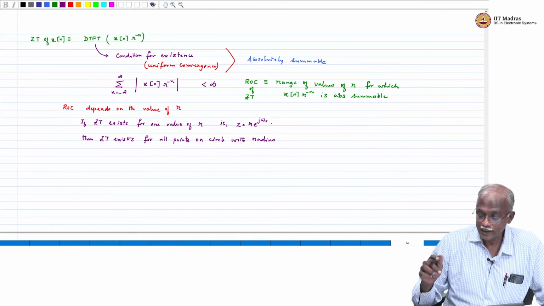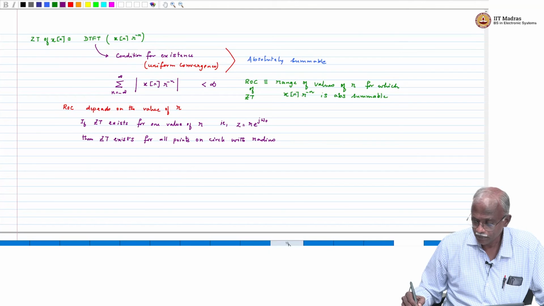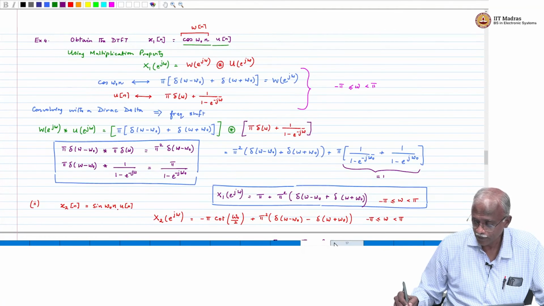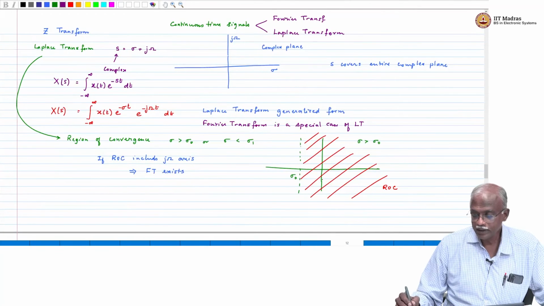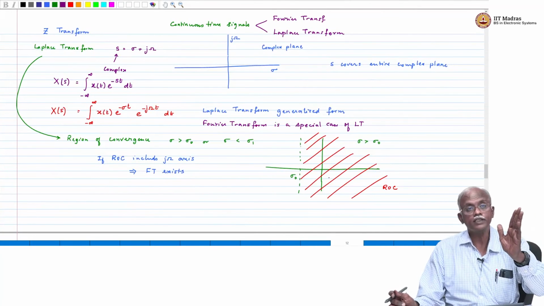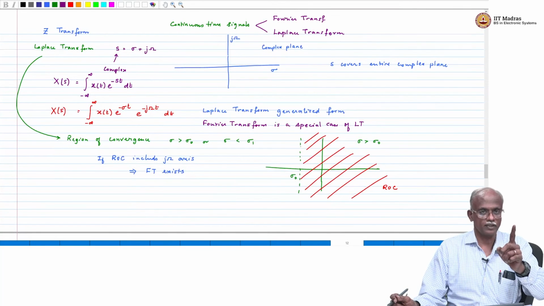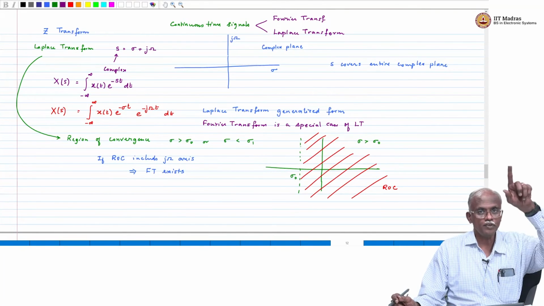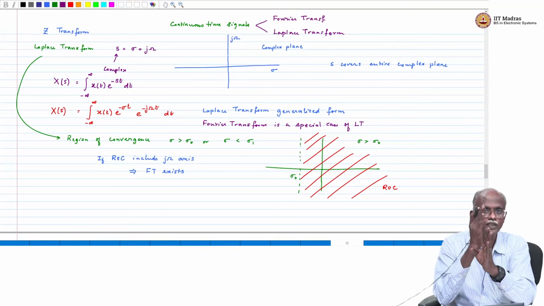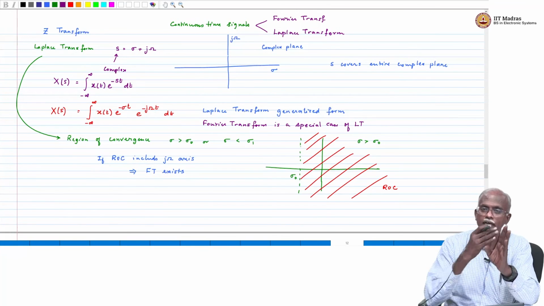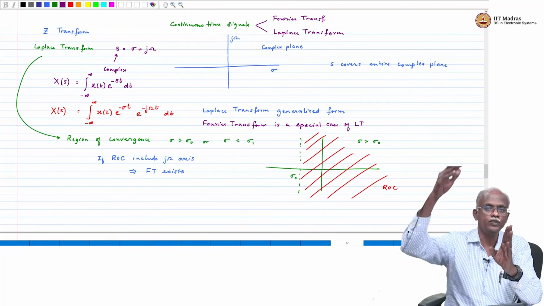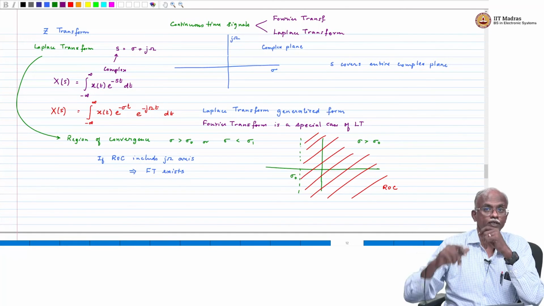Okay, now is there a similar situation with the Laplace transform? Actually, there is. Remember, when we specify the region of convergence of the Laplace transform, we just specify it in terms of the real part. We never specify it in terms of the imaginary part, because once you know that it converges for a value of sigma, it will converge for all values of omega from minus infinity to infinity.